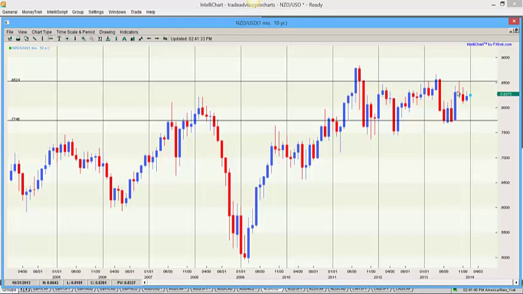And so, of course, this pair hates 85.00. It rejects off it very, very well. If we can get price to move up to the 85.00 range, we'd be looking for a sell. We're very far from the 77.45. Again, we're looking at the monthly chart.